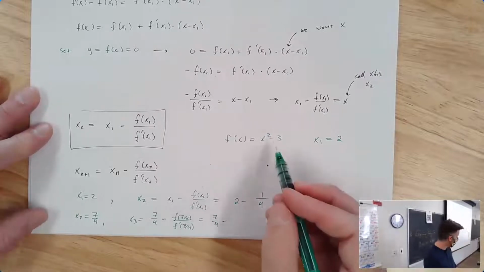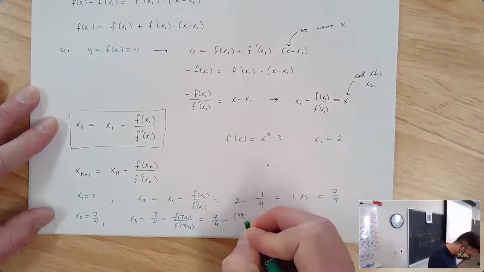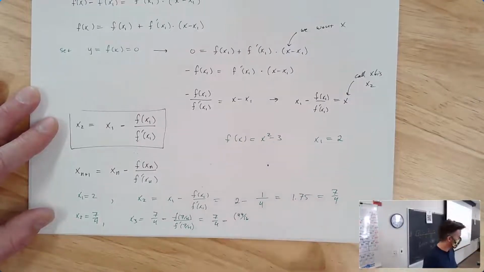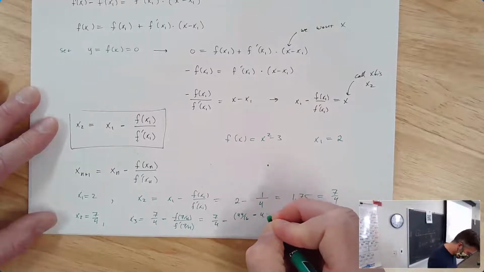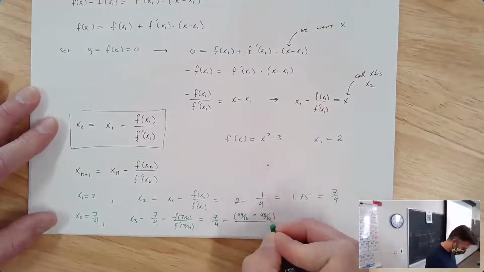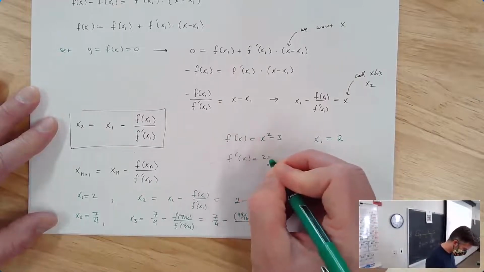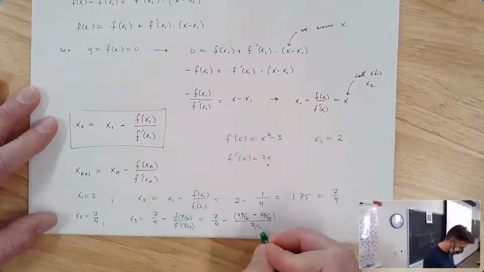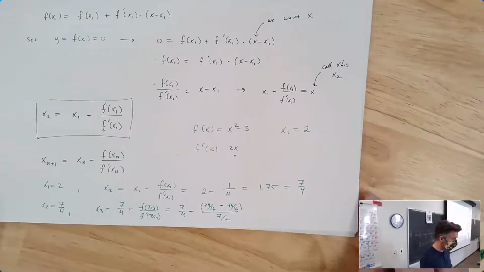It's going to be 7/4. f of 7/4 is 7/4 squared minus 3. So that's 49/16. Right, that's 7/4 squared minus 3, which is 48/16, all over f prime of 7/4. f prime of x is 2x, so that's going to be 2 times 7/4, which is 7/2. Yeah, it's getting pretty gnarly, right? That's a lot of calculation by hand.